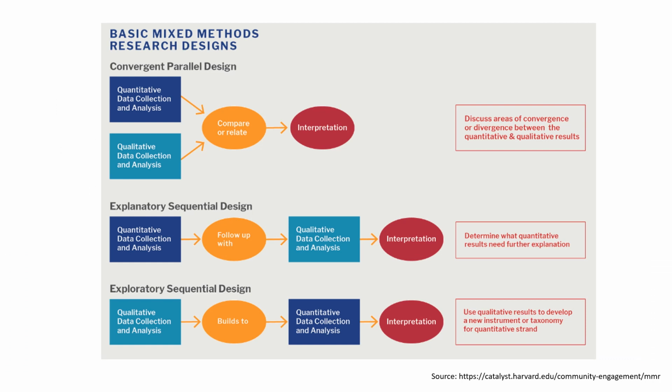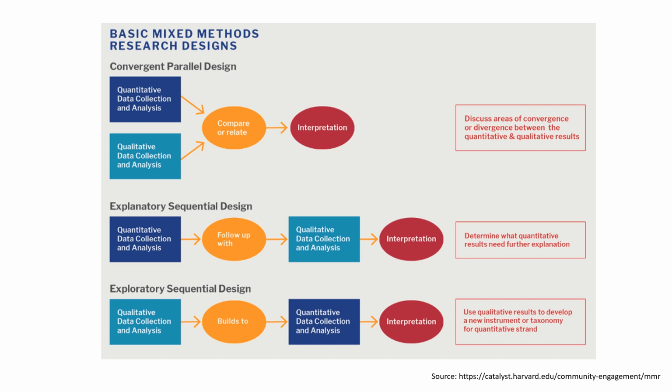So with mixed methods, there are three basic ways in which this can be done. You can have a convergent parallel design in which you conduct the quantitative data collection and analysis at the same time of conducting the qualitative data collection and analysis, and then you compare or relate the results and try to interpret that. So you discuss areas of convergence or divergence between the qualitative and quantitative results.